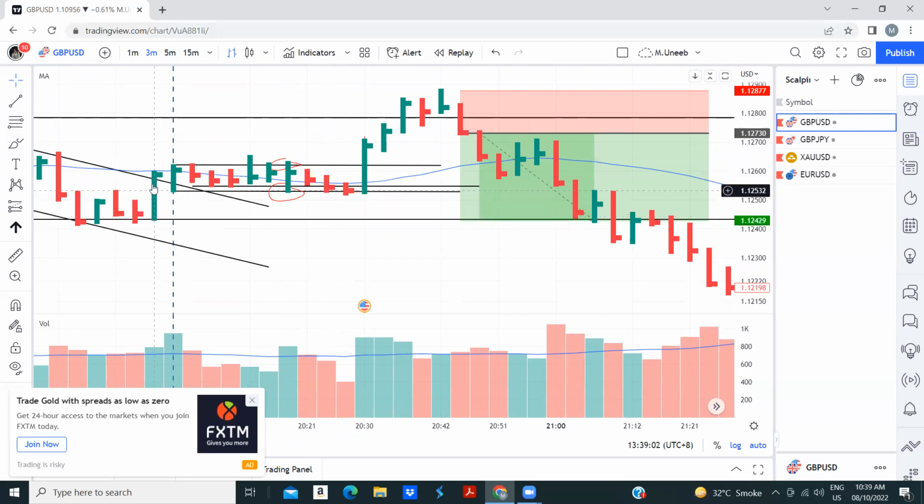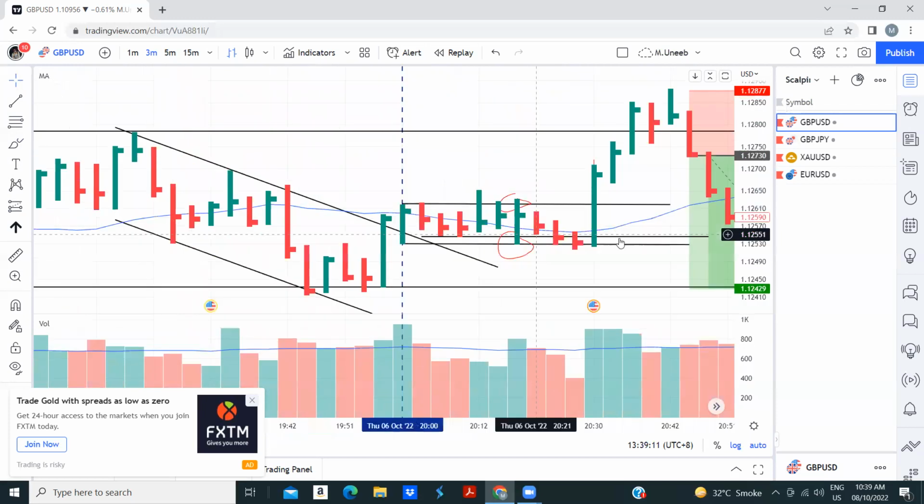For example, you compare this bar, a very strong bar to the upside, with this very strong bar to the upside. So what happens here? The price came back and retested. Now you see here.